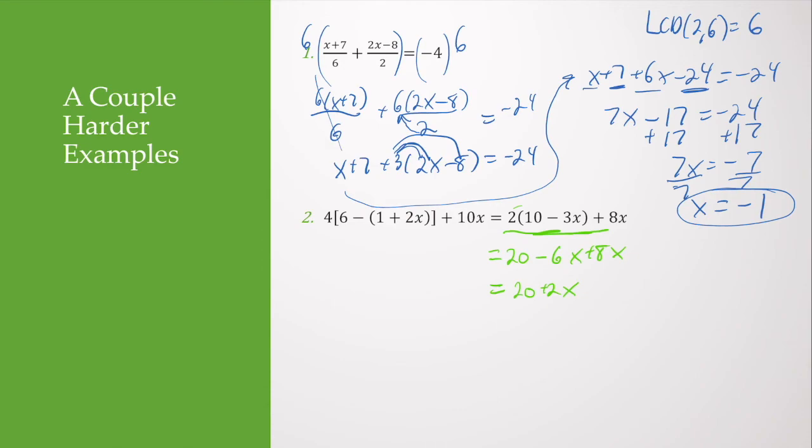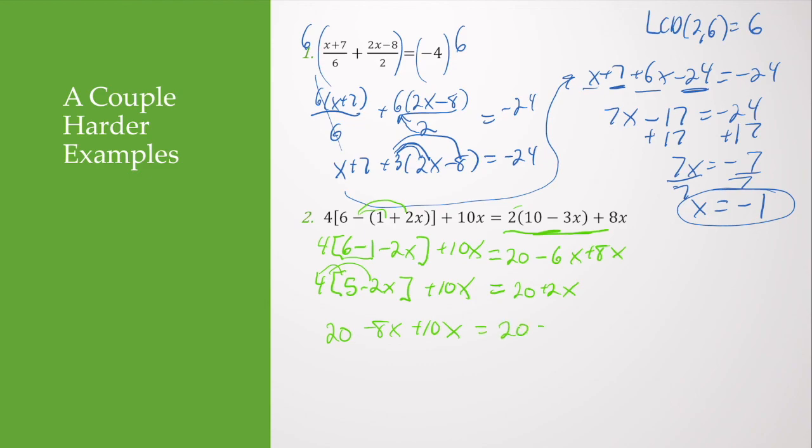Next, I'm going to have to simplify what's in here. So I've got 6 minus 1 plus 2x. So I distribute that negative. So I have 6 minus 1 minus 2x plus 10x. I combine like terms. I have 4 times 6 minus 1, which is 5, minus 2x plus 10x. And now I can distribute that 4. So I have 20 minus 8x plus 10x equals 20 plus 2x.